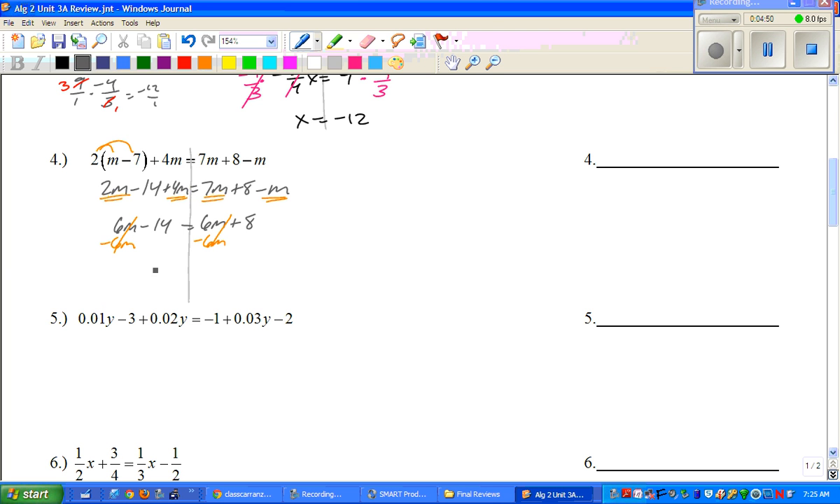Whoa, what's happening here? -14 equals 8. Is that true or false? That's false. And so when that happens, our answer is no solution, or you can write the super cool symbol.